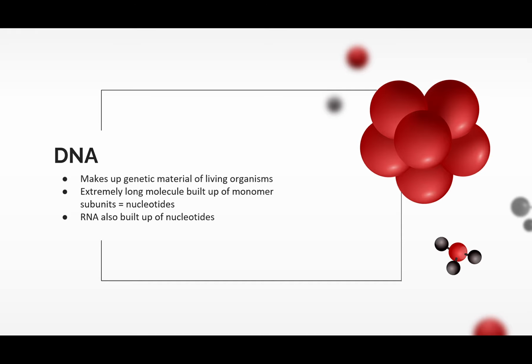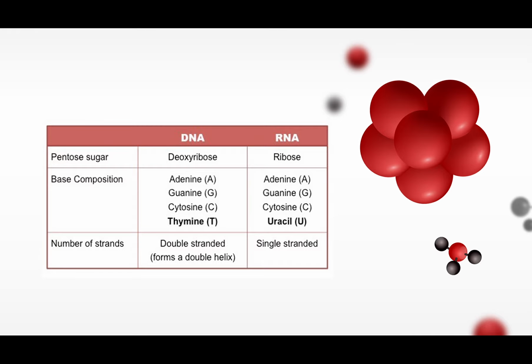So first of all, DNA makes up the genetic material of living organisms, and it's also the master code for protein biosynthesis. It's an extremely long molecule built up of monomer subunits, the so-called nucleotides, which I'll talk about in a second. And the RNA is also built up of nucleotides, but it differs from the DNA. You can see it here.